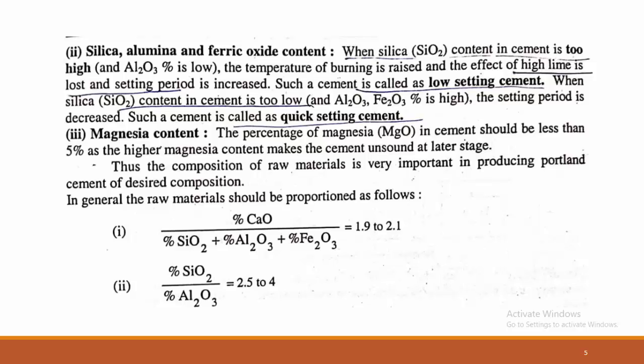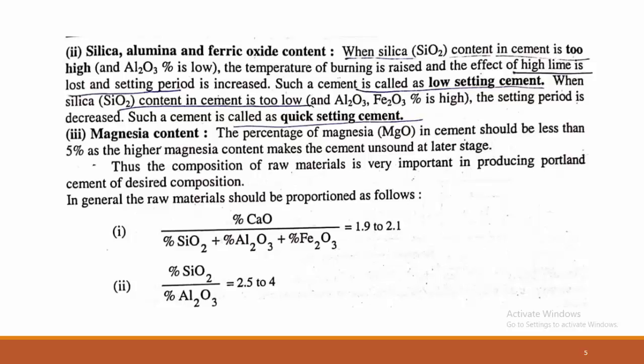Third one is the magnesia content, where the magnesia, that is MgO, magnesium oxide, the percentage of magnesium oxide in cement should be less than 5%. This is also very important, it should be less than 5%, as the higher magnesia content makes the cement unsound at a later stage.